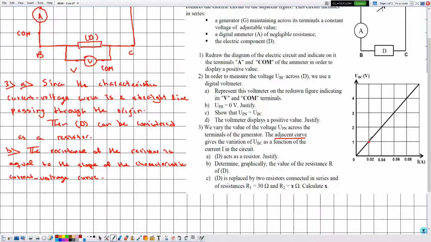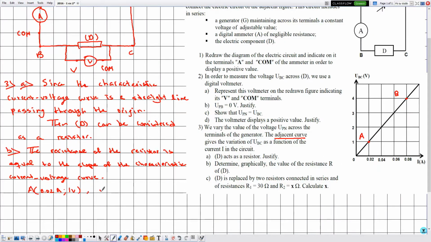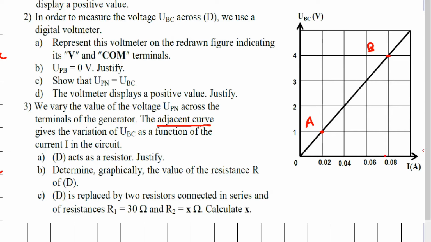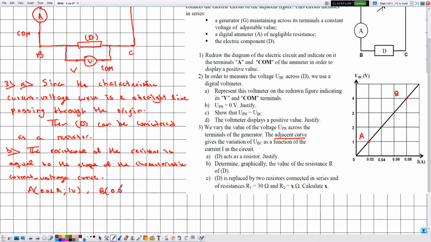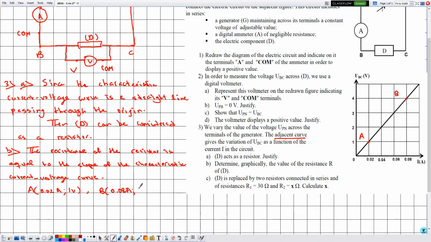Let me choose here the point A, and for example here the point B. Then the point A holds the following coordinates. We always write the current and the voltage. So the point A has a current 0.02 amperes and a voltage given by 1 volt. As for the point B, it has a current given by 0.08 amperes and a voltage given by 4 volts. Now here no need to change these values to the SI because they are already in the SI.